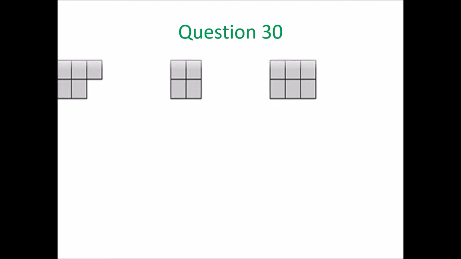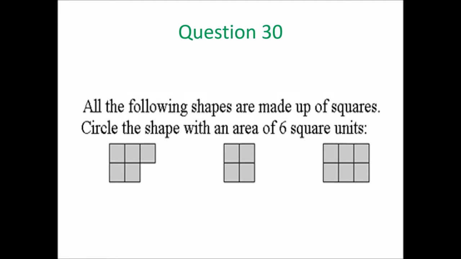Question 30. All of the following shapes are made up of squares. Circle the shape with an area of 6 square units. 3 shapes there. Which one has an area of 6 square units? Circle the correct one.